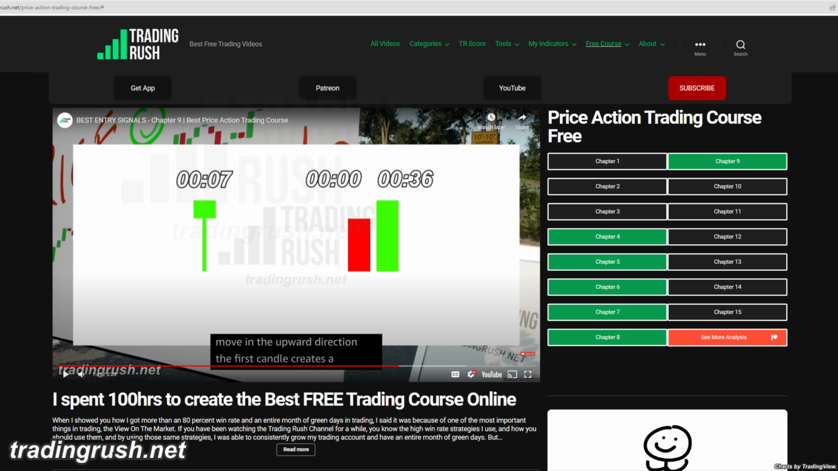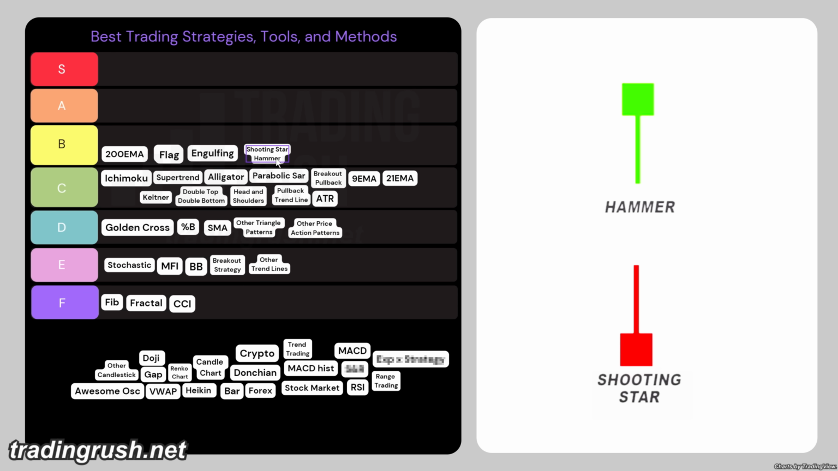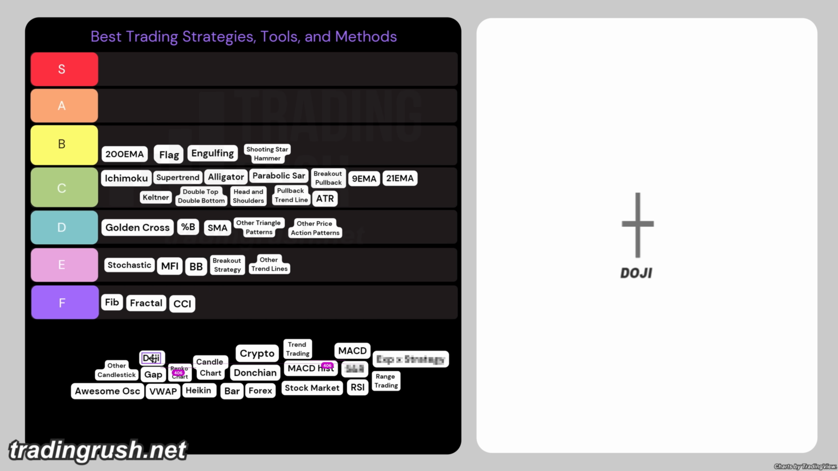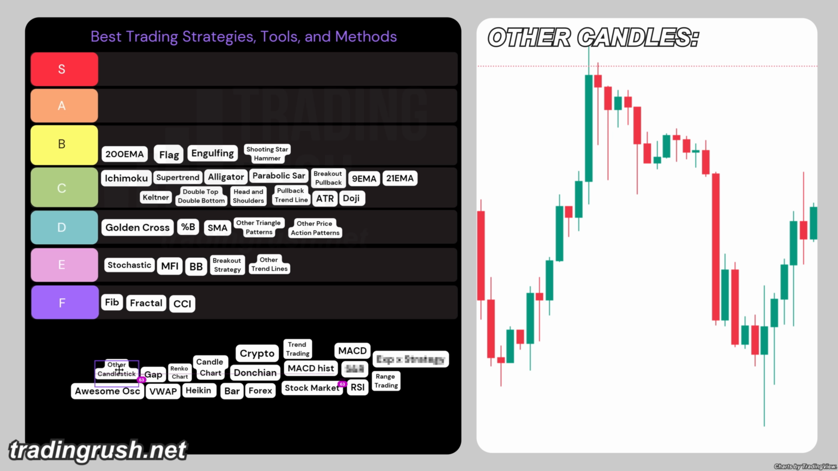If you remember the Trading Rush Free Price Action series, you will know that hammer and shooting star patterns also show the same story. In other words, they are just like the engulfing pattern. I would put them in the B tier as well. As for the doji candle, I would put it in the C tier. It shows that there is equal buying and selling pressure. I would put other candlestick patterns in the D category.